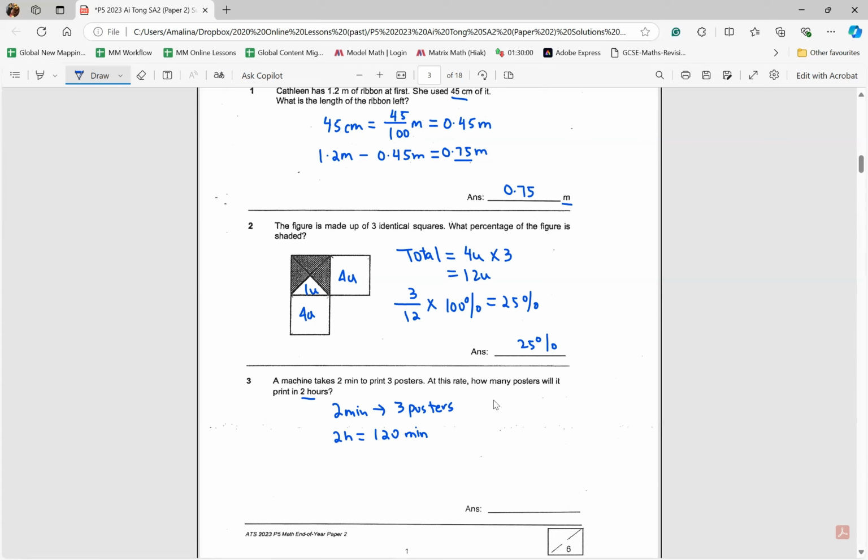So we'll do my grouping concept. Okay, so if you want to find the number of groups, I will take my 120 divided by 2 minutes. I'll get 60 groups. Every one group, there's 3 posters. So 60 times by 3, you get your 180 posters. Okay, very straightforward.